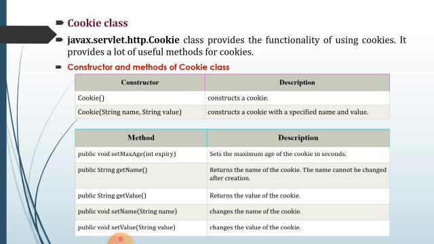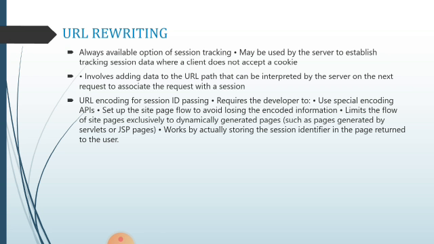setName changes the name of the cookie, if you want to change it. And then setValue changes the value of the cookie. So the first three methods are very, very important: setMaxAge, getName and getValue. Okay, and then finally, URL rewriting.